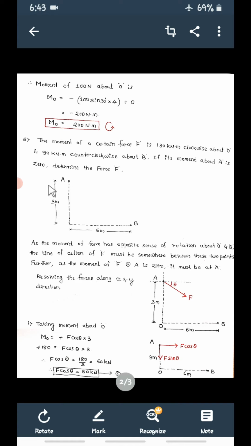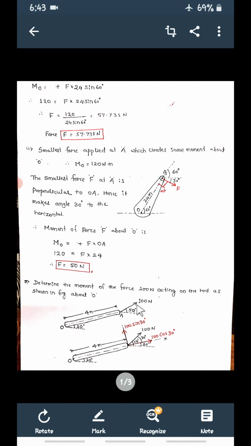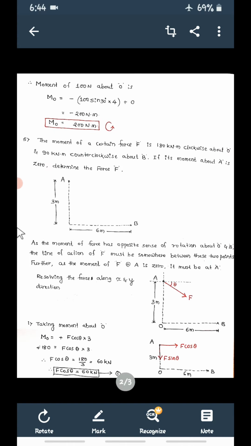Okay. So this is the moment of this 100 Newton force, where you resolve the force into 2 components, 100 cos 30 and 100 sin 30. Then you take moment about O: 100 sin 30 into 4 with minus, and the other will be 0, because it is exactly passing over point O, so there is no moment. Okay, so this is the problem.